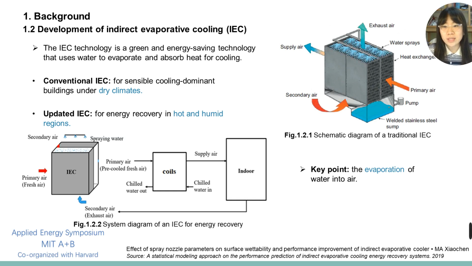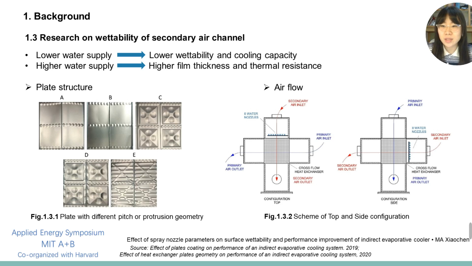The conventional IEC is always used for sensible cooling dominant buildings and dry climates. But for hot and humid regions like Hong Kong, it can also be used as an energy recovery unit. And for both of these two working principles, the key point is the evaporation of water into air. And when we talk about the evaporation, a definition called wettability should be introduced.